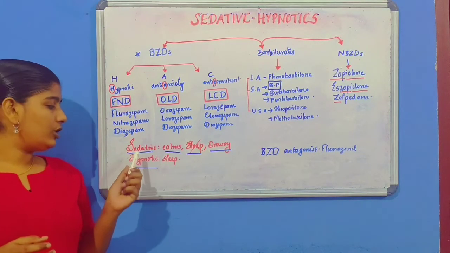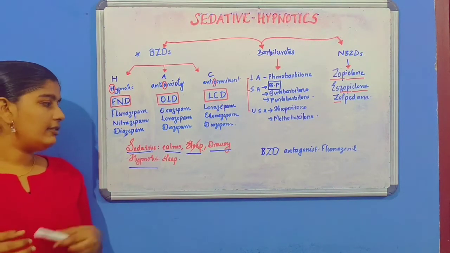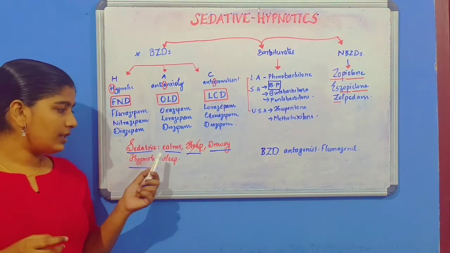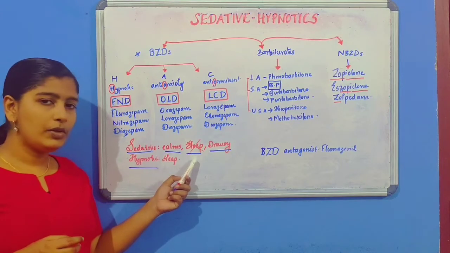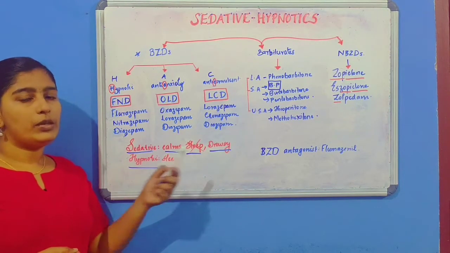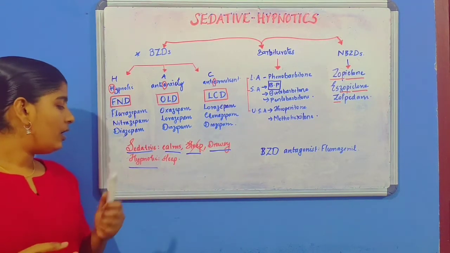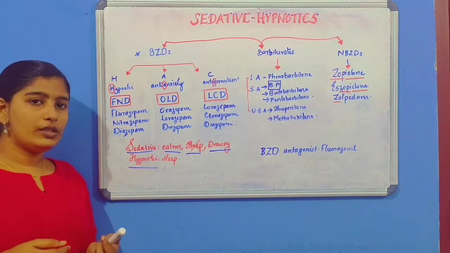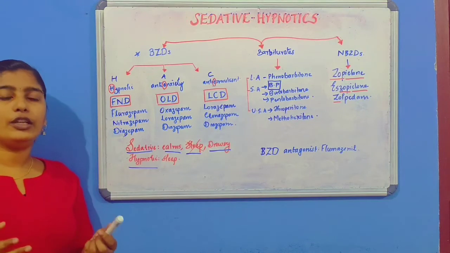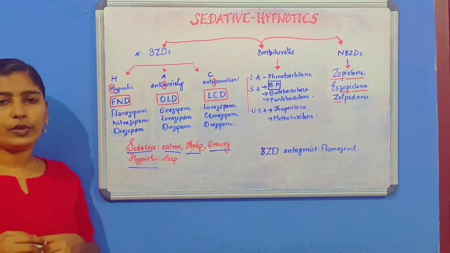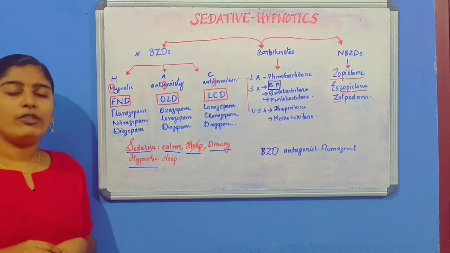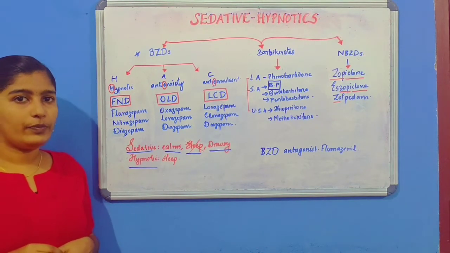Now, we will define each of these. Sedative is a drug that subdues excitement and calms the subject without inducing sleep, though drowsiness may be produced. Hypnotic is a drug that induces or maintains sleep that is similar to the normal arousable sleep. Hope you understood what each term means. Now we'll move on to the classification.